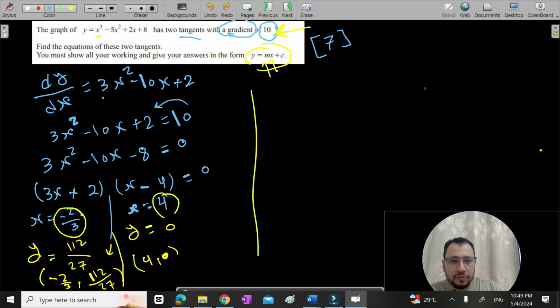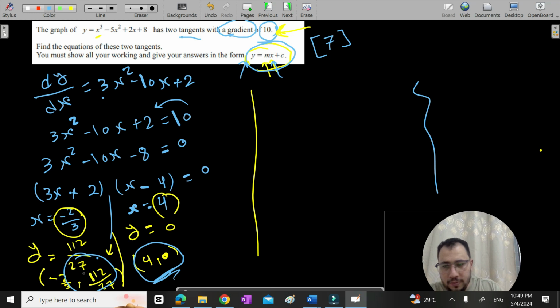Two tangents, two straight lines, and we have here the general form, y equals mx plus c. We have the value of y, we have the value of x. How do we have them? From the points we have here, this point and that point. We have m also. M is the gradient, which is 10. It's given to us since the start of the question. And all we have to do now is get the value of c.